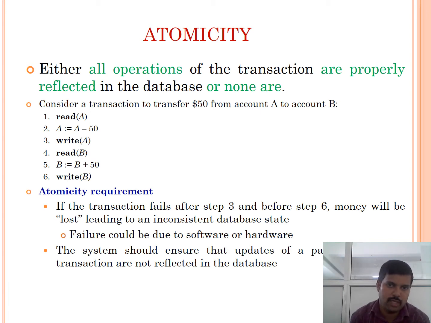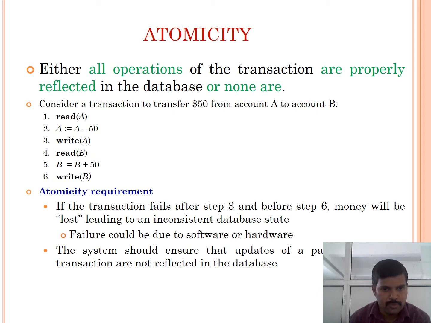First, we'll move on with the property atomicity. Atomicity states that either all operations of the transaction are properly reflected in the database or none of the operations are reflected in the database. Let us consider an example where we are going to transfer the amount of 50 from account A to account B. The first step will be to read the value of A, decrease it by 50, write it back to the database, then read the value of B, credit 50 to account B so that the value of B is increased by 50, and write it back to the database.